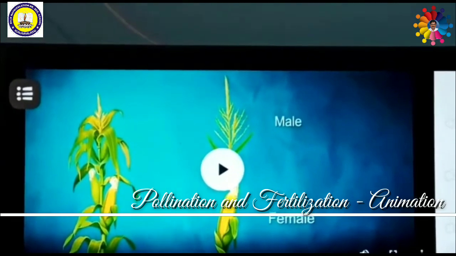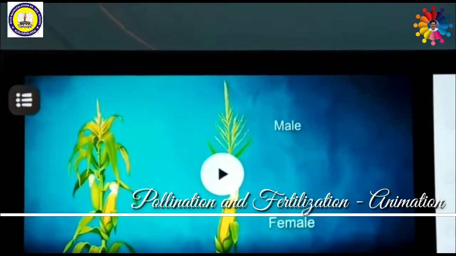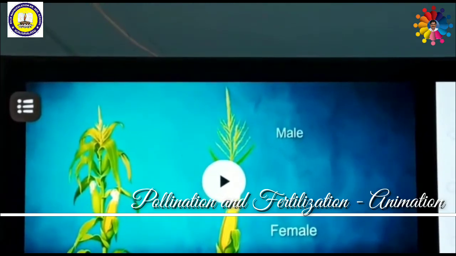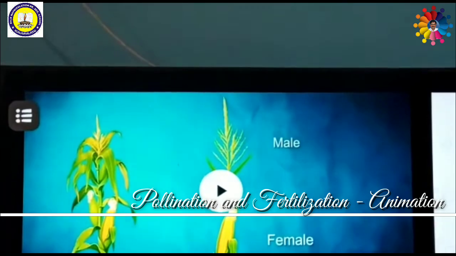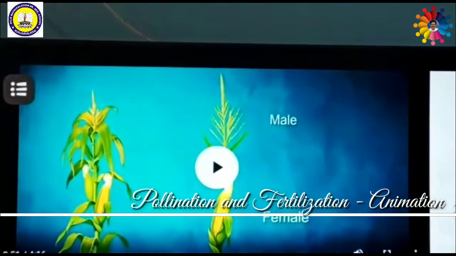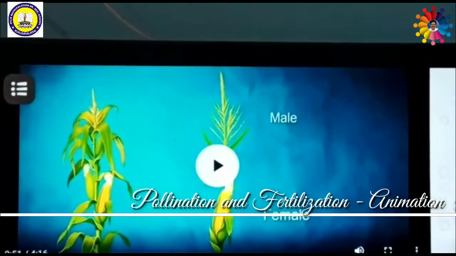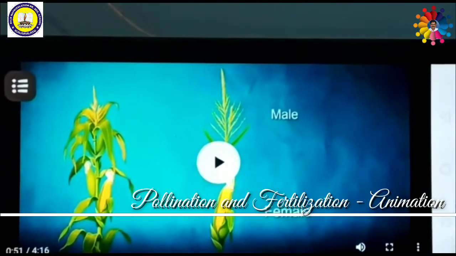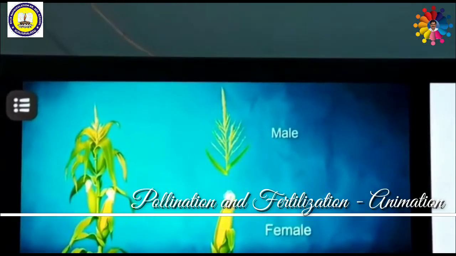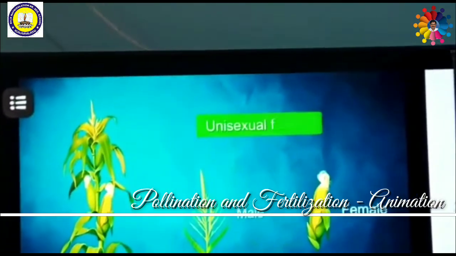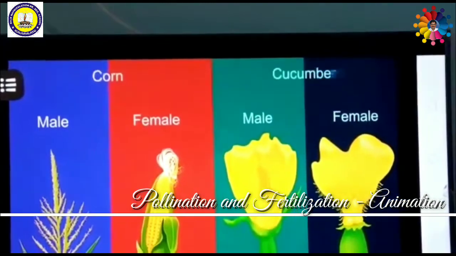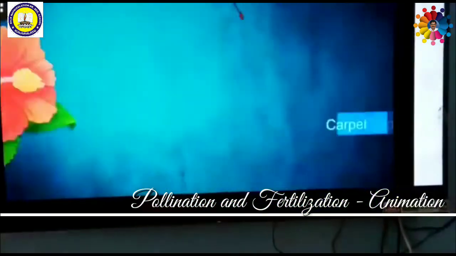Right? But androecium and gynoecium are not present in the same flower. That is bisexual. These are unisexual flowers, but the unisexual flowers are present in the same plant. Suppose the male flower is separate and the female flower is separate, then this is called dioecious. For example, Cucurbita. Okay, carry on. Such flowers are called unisexual flowers. For example, corn, cucumber, etc.